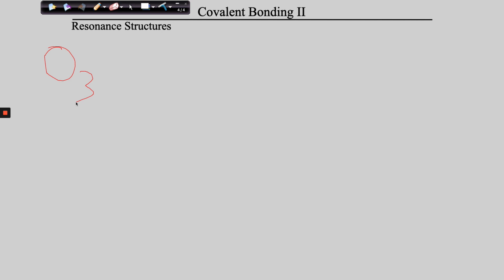Draw its Lewis dot structure. If you want to get really crazy, you could even try to draw it three-dimensionally correct. Come on. Don't be scared.